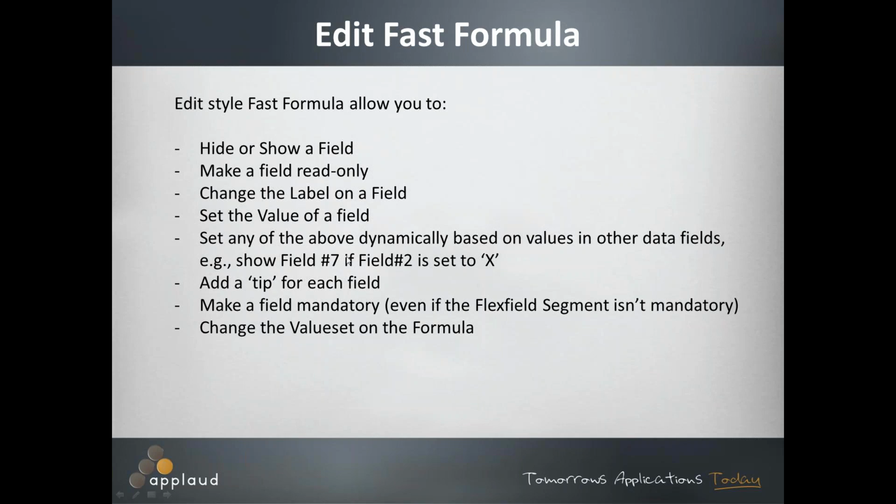Show field 7 if you choose X in field 2. So the user would go down, they'd select X or whatever, it's field 2, and then suddenly field 7 would pop up. So the display of field 7 would be dependent on the value in field 2.